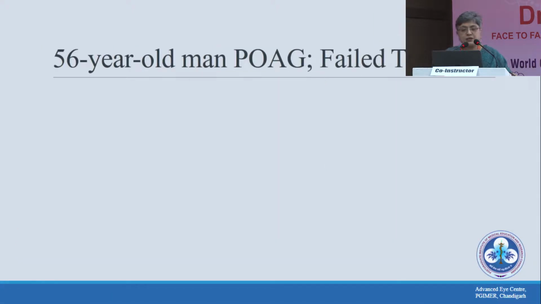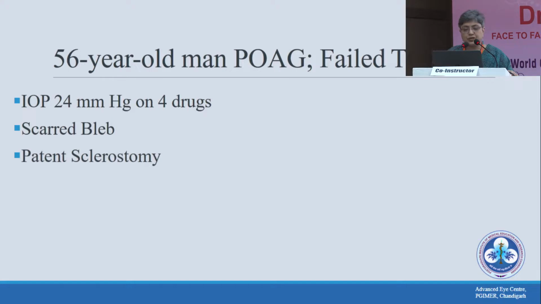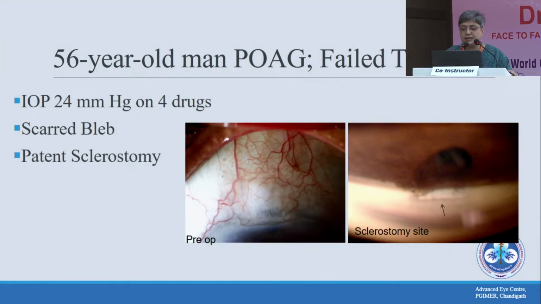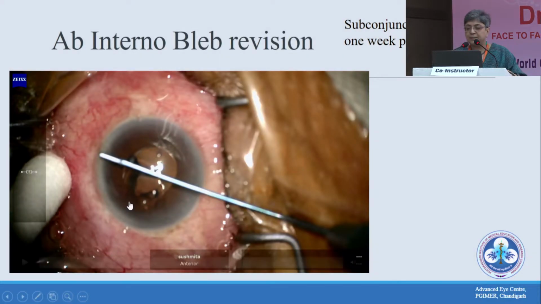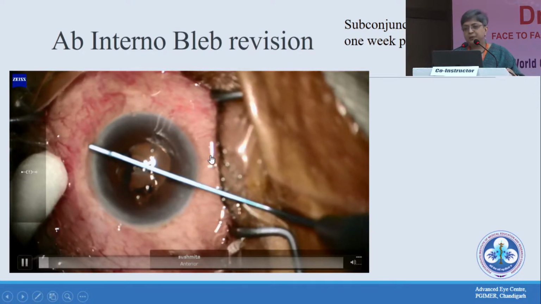fibrosis. So, showing a case, this 56-year-old man with primary open-angle glaucoma with failed trab, 24 millimeters of mercury on 4 drugs, and a scarred Bleph and a patent sclerostomy. So, this is a sort of ideal guy to attempt to open up the Bleph from within rather than go externally. So another thing that needs to be given is a subconjunctival mitomycin C, 0.1 milligram per ml.